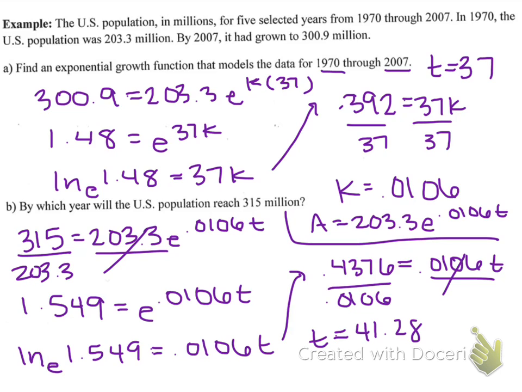41.28. Now the directions don't want to know how many years, they say in which year. So it's approximately year 2011. So you would add 41 years onto the starting year of 1970.